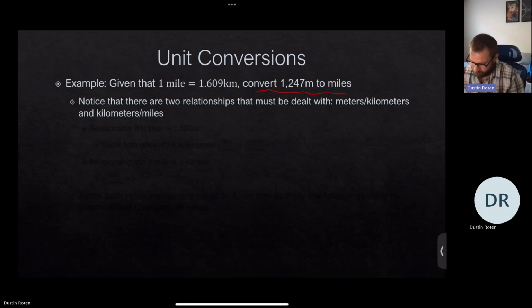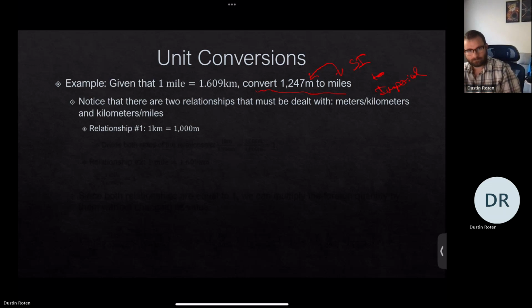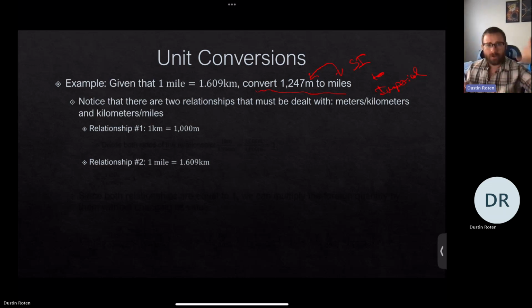Because this is going from SI to imperial, we're not just staying in the same system of measurement. We actually have this transition. So we've got multiple relationships we're dealing with here. The first relationship is kilometers to meters. The second relationship is 1 mile equals 1.609 kilometers. You'll notice the first relationship is in the metric system and stays in the metric system. Relationship 2 is our bridge between the two.